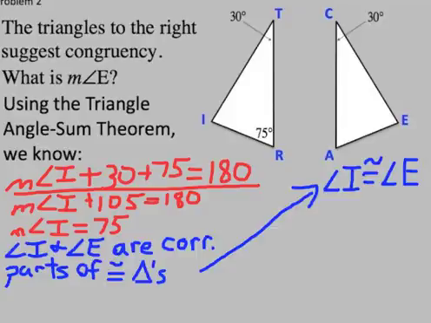Since we know that angle I and angle E are corresponding parts of congruent triangles, we can now say that angle I is congruent to angle E. And using the definition of congruence, we can say that the measure of angle I equals the measure of angle E. Since we know the measure of angle I to be 75, then we can say that the measure of angle E equals 75.